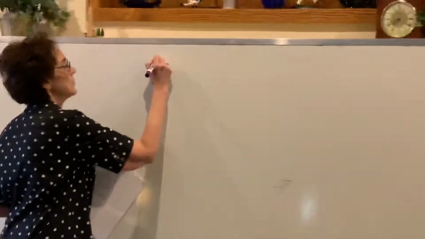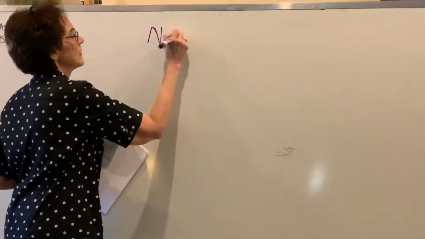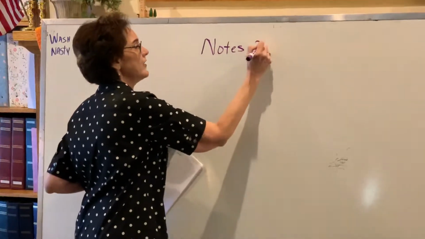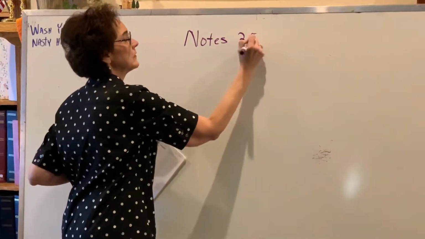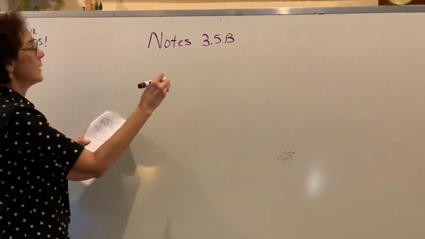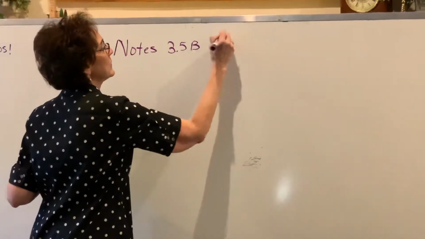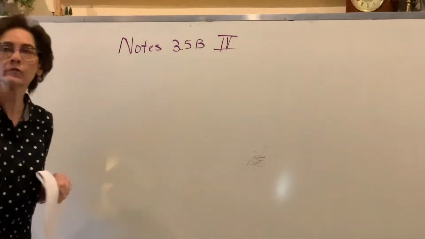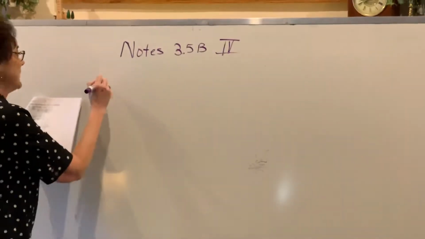All right, this is notes 3.5b still, and this is Roman numeral number 4. Okay, here we go. All right, number 1.